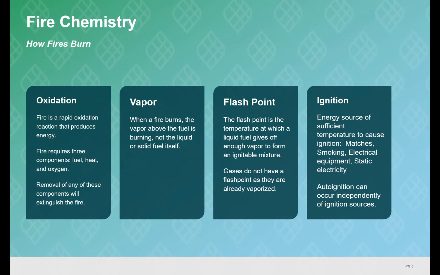Vapor production is a function of pressure and temperature, and as more heat is generated, more vapor is produced and the fire will grow. The flash point is the temperature at which a liquid fuel gives off enough vapor to form an ignitable mixture. An ignition source is an energy source of sufficient temperature to cause the ignition of a flammable vapor, and common ignition sources include matches, smoking, electrical equipment, and static electricity. The auto-ignition temperature of a liquid has no relationship to its flash point. It is the minimum temperature required to initiate combustion independently of any other ignition source.